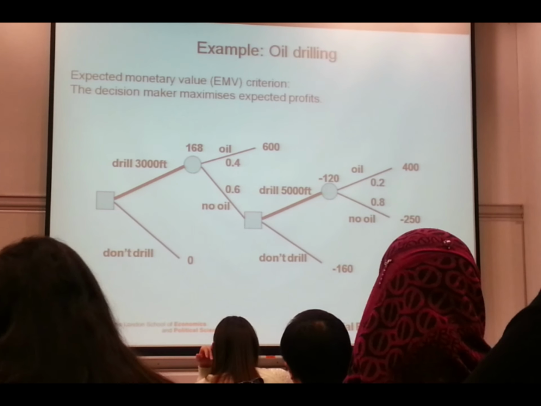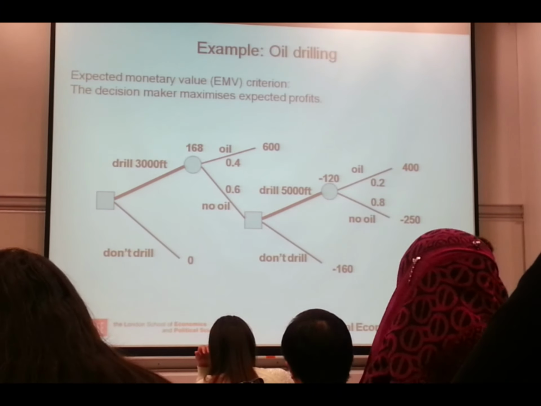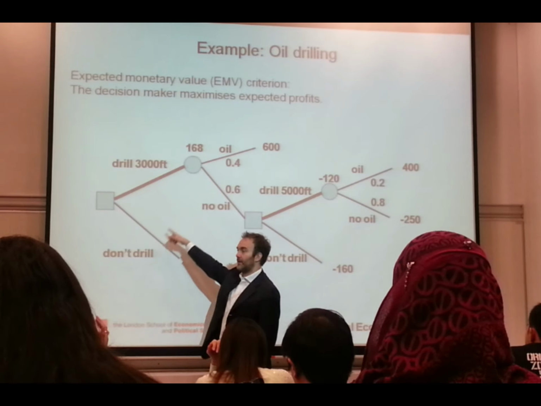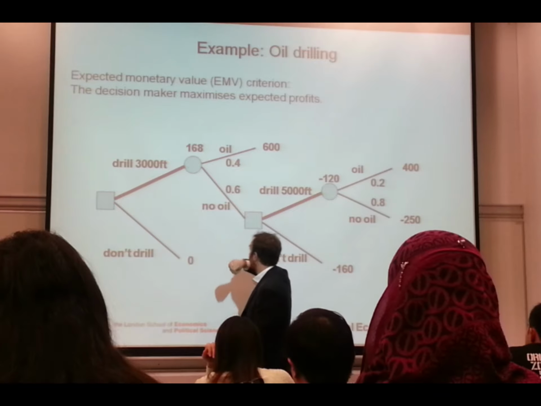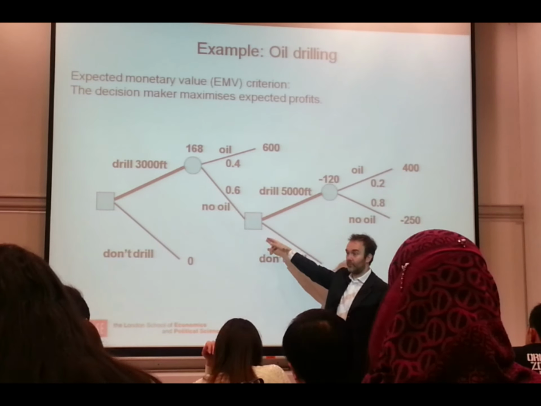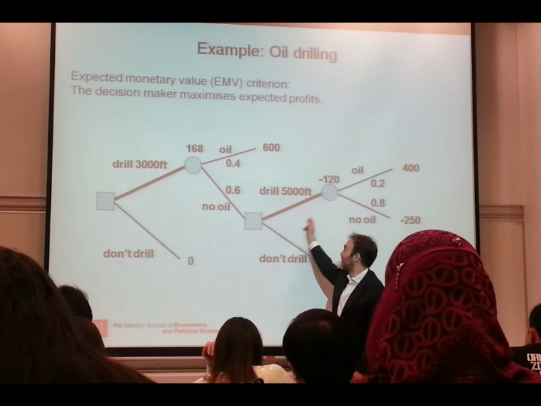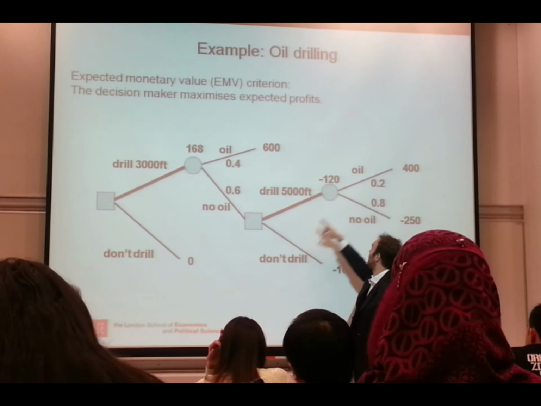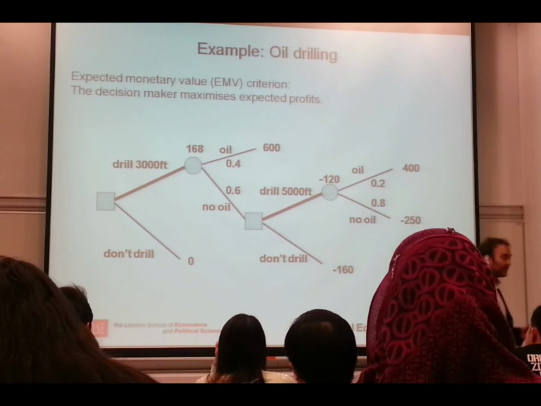And here again, what are the things that I can decide? I can decide to drill or not. So I can double mark this, and I can decide to drill further or not. So I can also double mark this. These are not decisions of mine, right? This and this. These are random events.